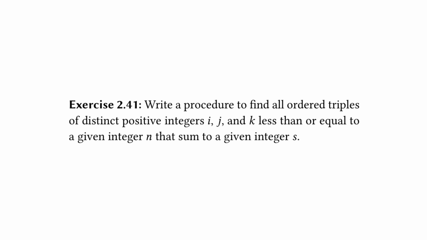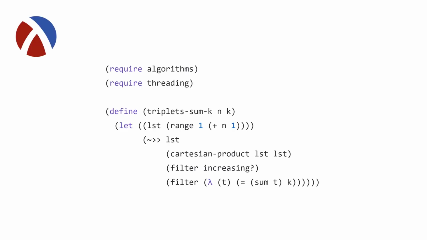Write a procedure to find all ordered triplets of distinct positive integers i, j, and k less than or equal to a given integer n that sum to a given integer s. Similar to our last solution, which relied on algorithms and threading, this solution is going to be the exact same, so it looks pretty similar. We're generating our range of numbers from 1 to n the same way.